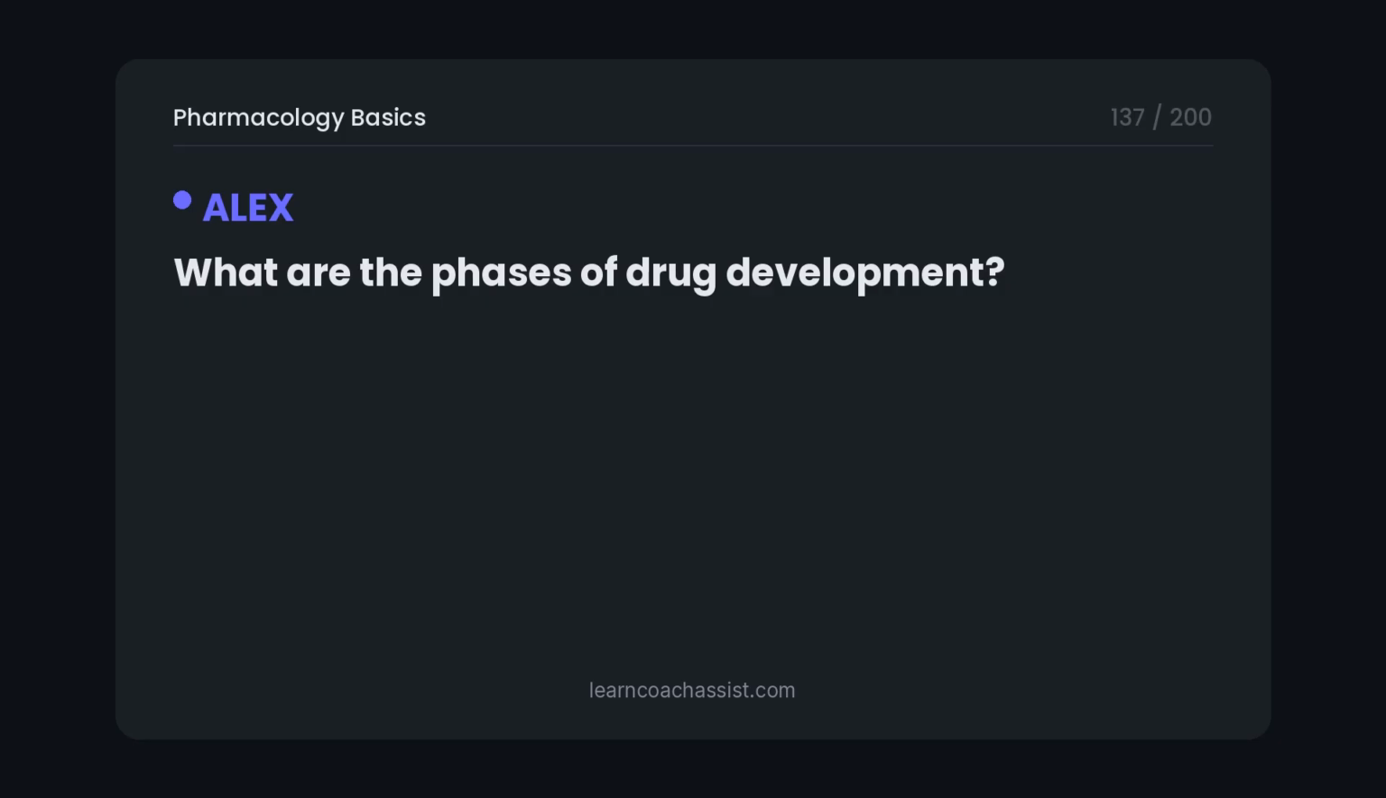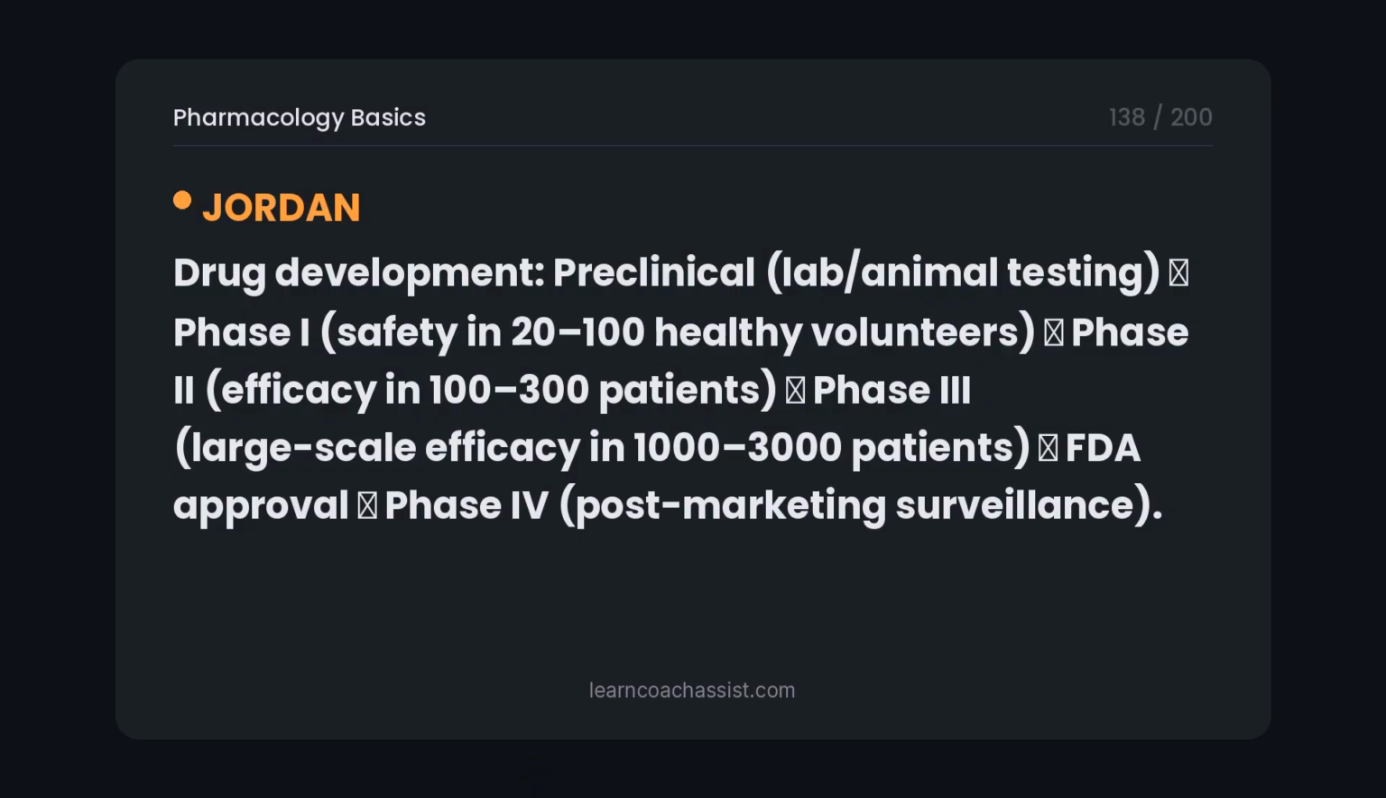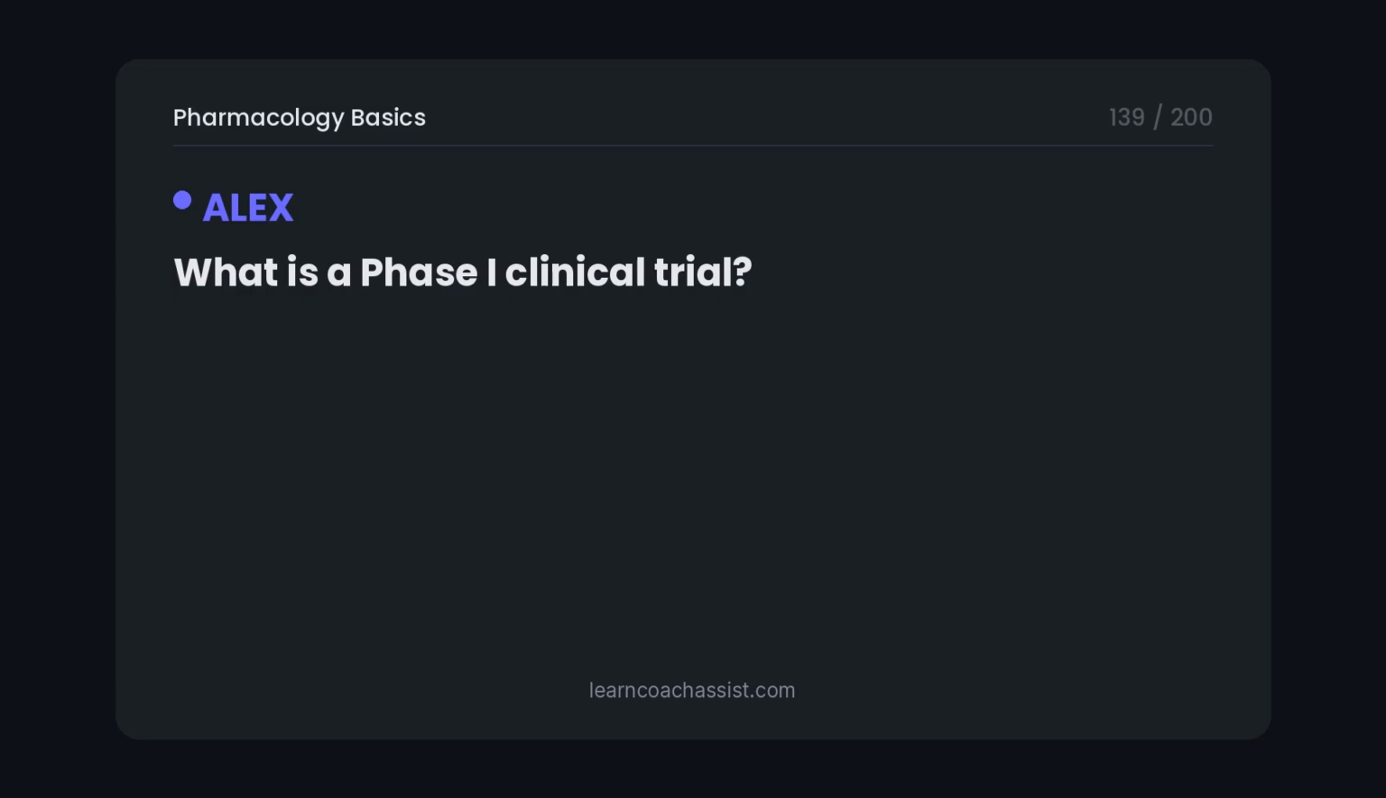What are the phases of drug development? Preclinical: lab and animal testing. Phase 1: safety in 20 to 100 healthy volunteers. Phase 2: efficacy in 100 to 300 patients. Phase 3: large-scale efficacy in 1,000 to 3,000 patients, then FDA approval. Phase 4: post-marketing surveillance.